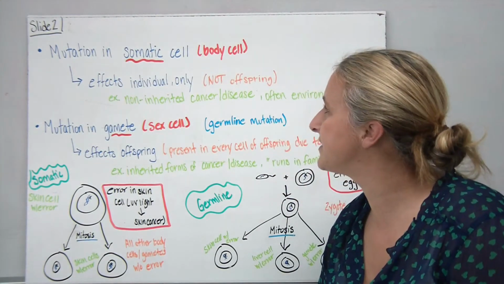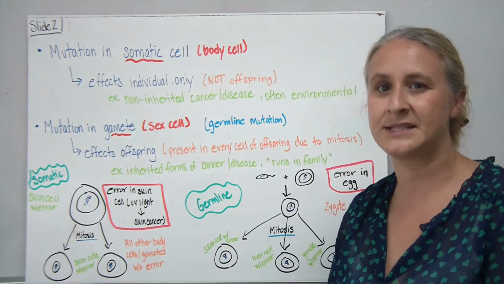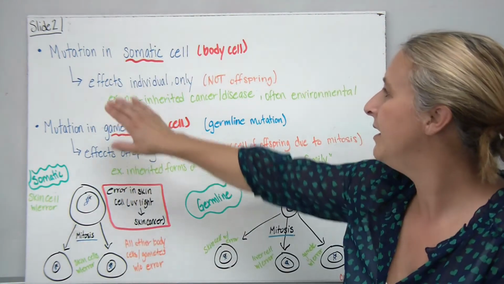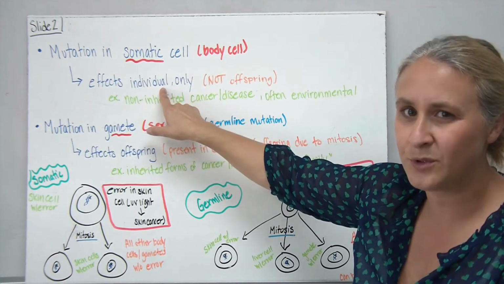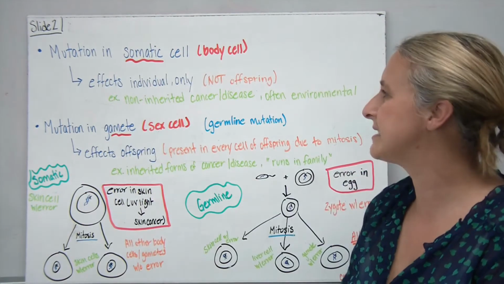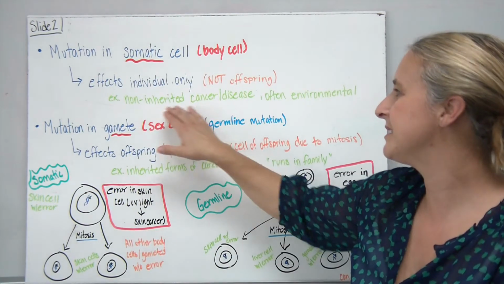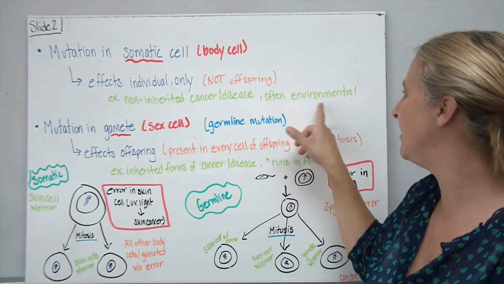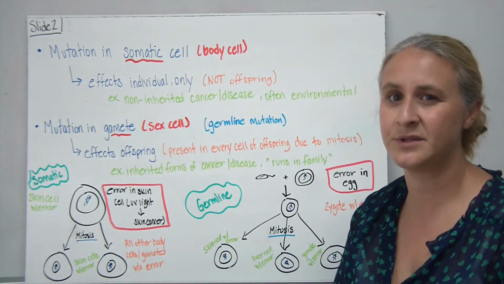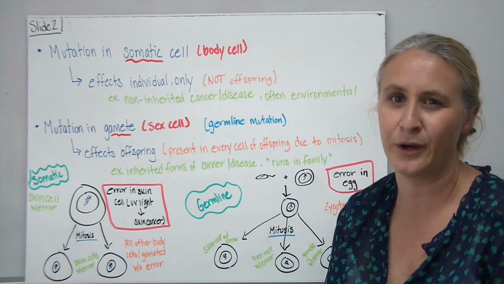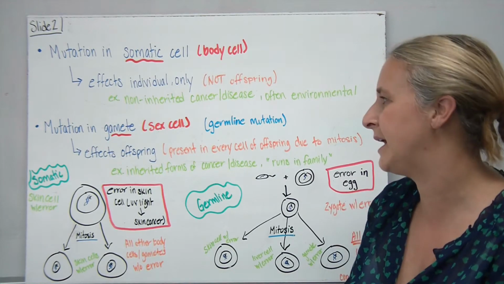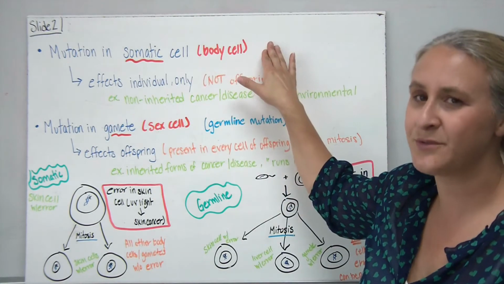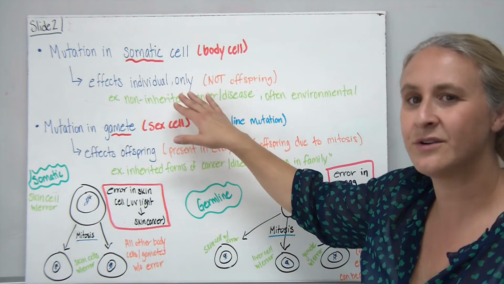A mutation in a somatic cell, which is a body cell, a non-sex cell, really affects the individual only. It doesn't affect necessarily their offspring. So this is a non-inherited type of cancer or disease, and usually this is often considered to be something that happened from the environment. It was an environmental effect that happened during life. These, remember, you do not pass on to your offspring.